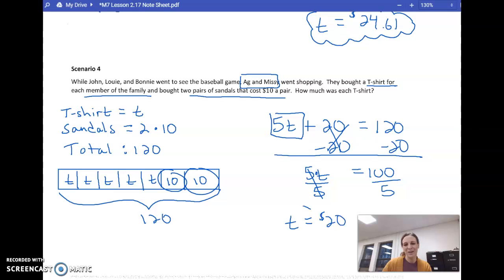Okay, so really guys, this lesson is just making that transition from tape diagrams that we've spent a lot of time working on into writing equations.